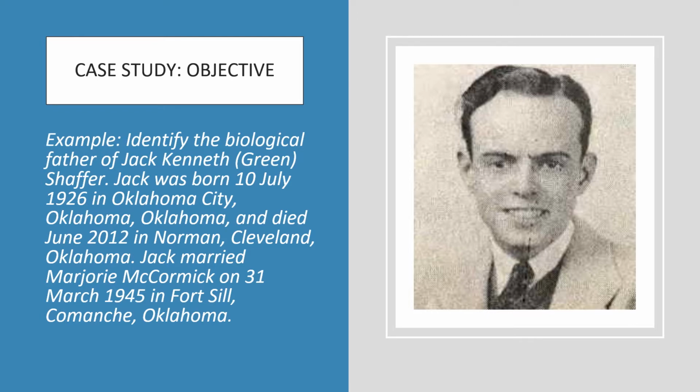See if you can understand what I was hired to do for this project. Identify the biological father of Jack Kenneth Green Schaefer. Jack was born 10 July 1926 in Oklahoma City, Oklahoma, and died June 2012 in Norman, Cleveland, Oklahoma. Jack married Marjorie McCormick on 31 March 1945 in Fort Sill, Comanche, Oklahoma.